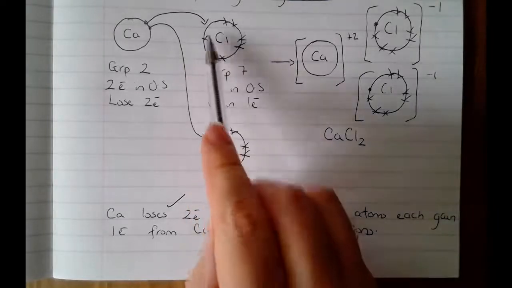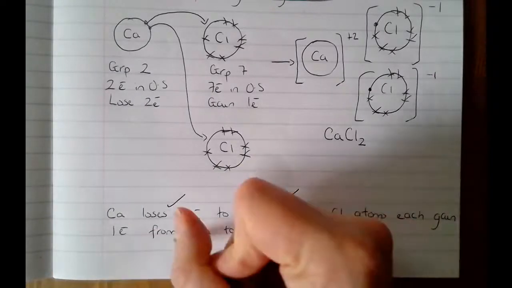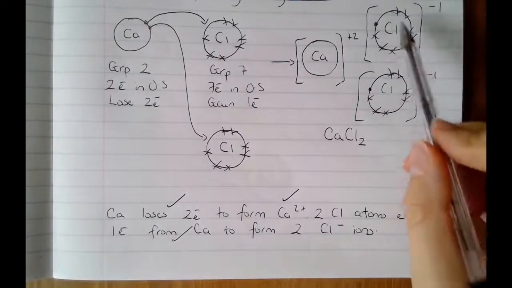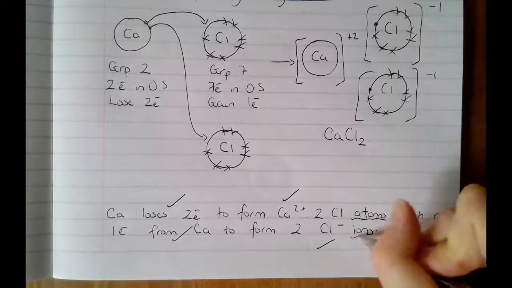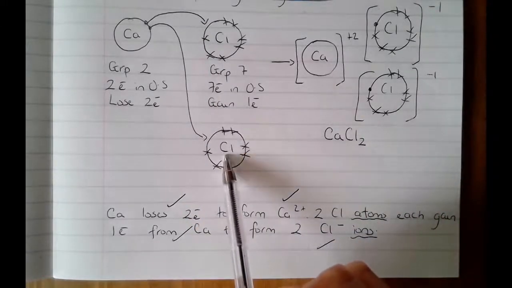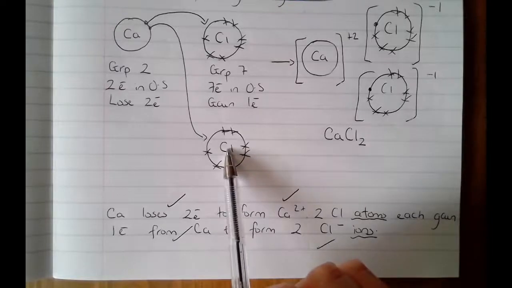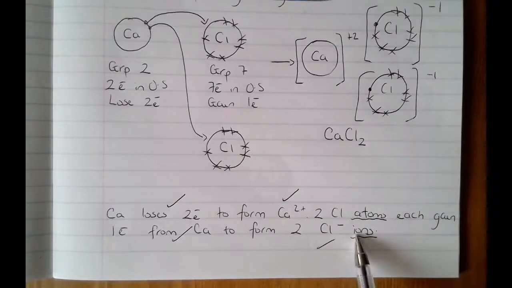So I've got 2 chlorine atoms. They each gain 1 electron from calcium, so that will get you a mark, to form 2 Cl- ions. Note my use of the word atoms and the word ions, okay? On the left-hand side here, before they've gained an electron, chlorine is called an atom, and on the right-hand side, after gaining an electron, that's when I call it an ion. It's really important that you use those 2 terms correctly. You should only be using the word ion after it's gained an electron and has a negative charge.